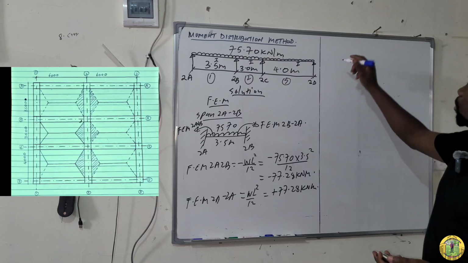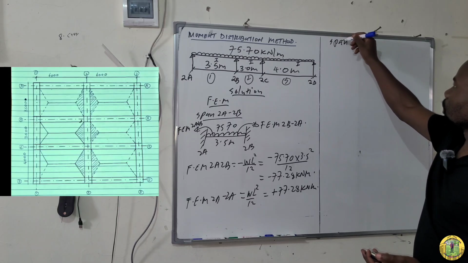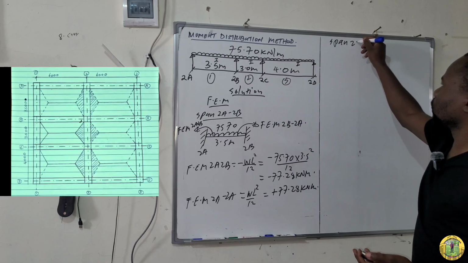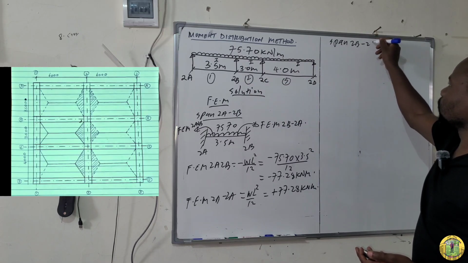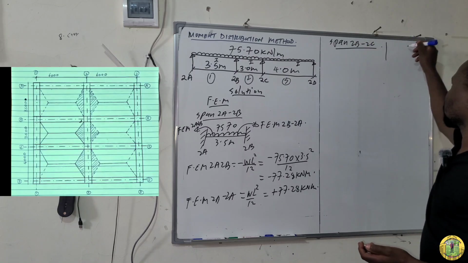So we come to the next span, this one now, to B and then to C. So this is the span. Let's draw it here.